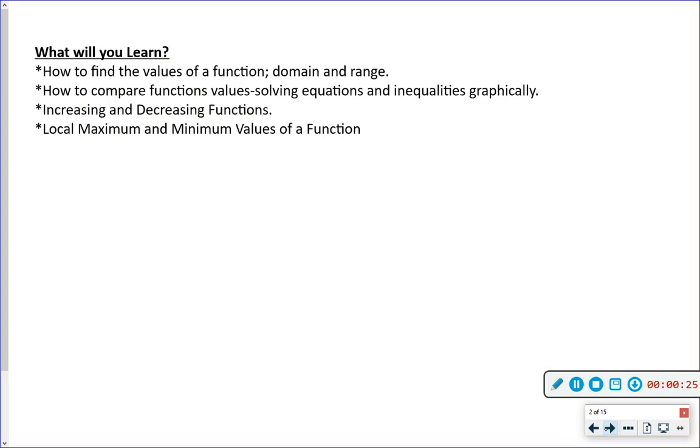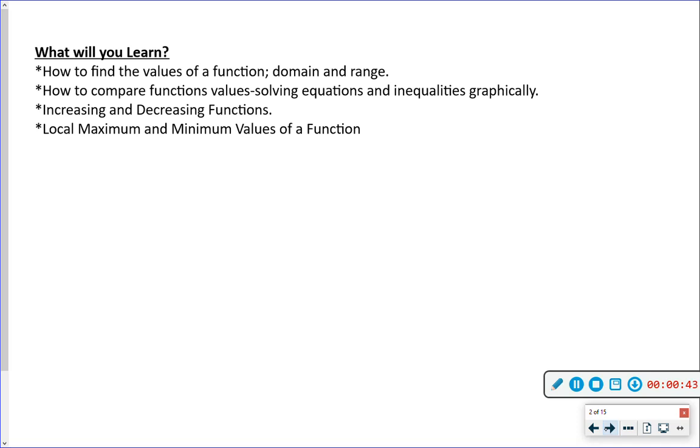Okay, so here's what we got today. How to find values of a function from the graph. Now, values of a function, points off the graph, is really what that is. Domain and range. Domain, how far left and right, sideways, the graph goes, how far up and down for range. Okay, that's not so bad.